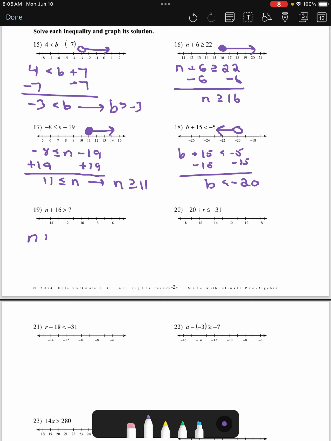At this point, I invite you to pause and attempt numbers 19 to 22. As usual, I'm going to hit these a little faster now. So we have n plus 16 is greater than 7. We're going to subtract 16 from each side. That gets us n is greater than -9. -9 is on this number line. It's just not marked. It's between -10 and -8. So we put an empty circle where -9 is. Greater than is to the right. And we have no need to fill that circle in.